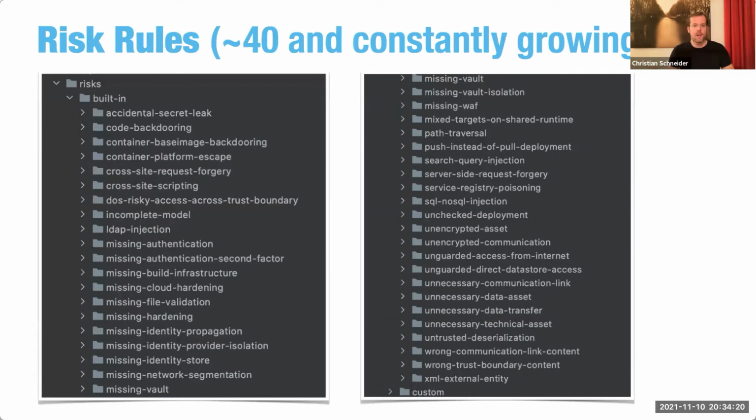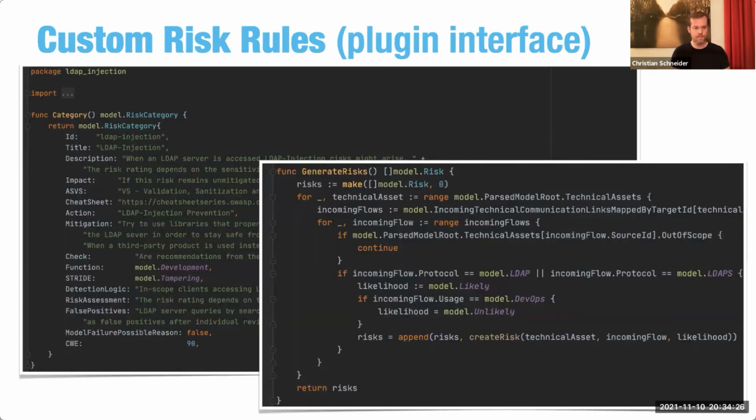These are the built-in risk rules, and it's growing and growing. So different kinds of technology risks that can be identified. And here in a very simple example, it's written in Go, very simple to extend in that easy to read and understand language. Here you have the risk rule of an LDAP injection. That's a medium-sized risk rule. Some are bigger, some are way smaller.